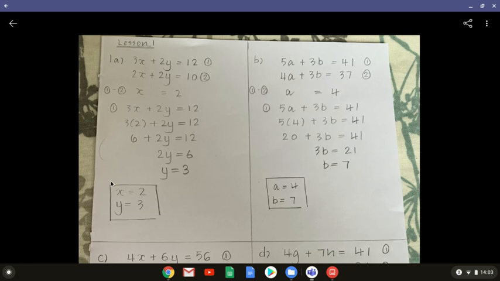And we can go back at the end, substitute into the second equation just to check to see if that works out. So x was 2, y was 3, so 2 2's are 4, add 2 3's, which is 6, 4 add 6 equals 10. So it works for the second equation. We've done it right.